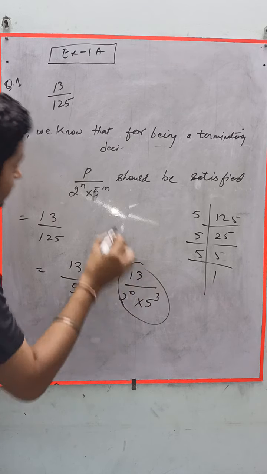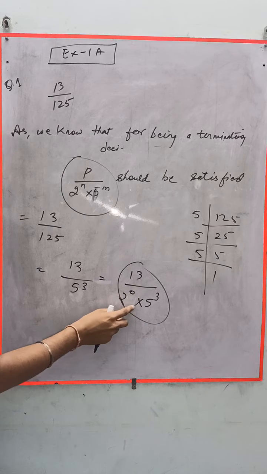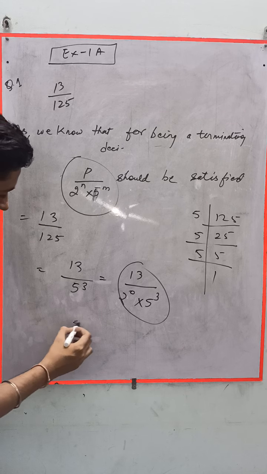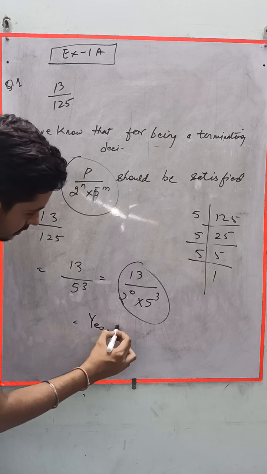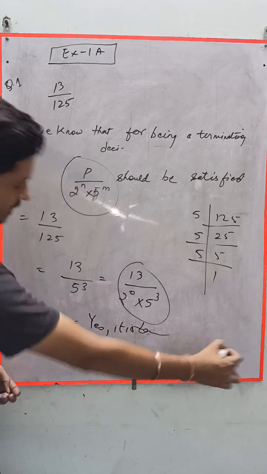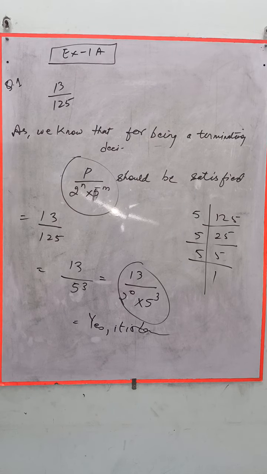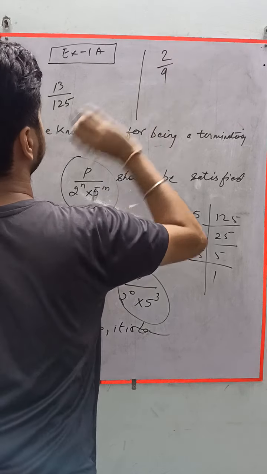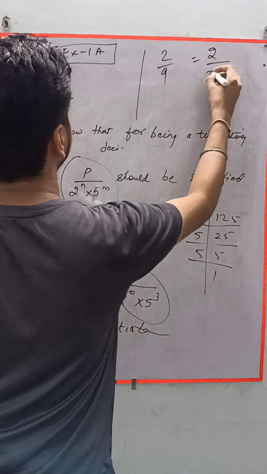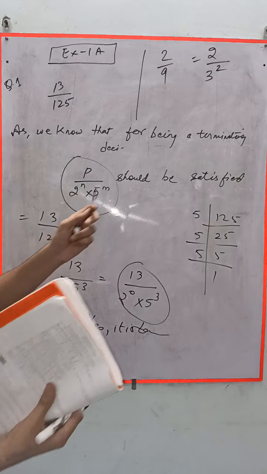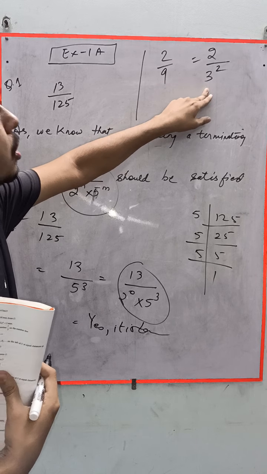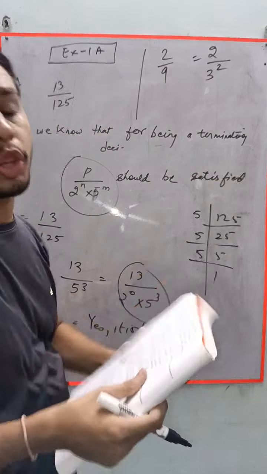So hence we can say this can be molded into the formula, and from here we say yes, it is terminating decimal. Did you understand this question? In the same way, if I take 2 upon 9, so 2 upon 9 is what? 3 square. Not even 2 and 5 is there in it. So we say that this is non-terminating.